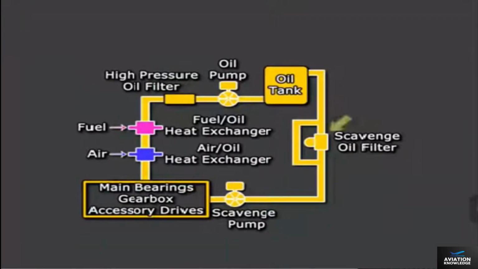A scavenge oil filter is installed just prior to the oil returning to the reservoir. If the filter becomes clogged, the ICAS advisory message "Engine oil filter, left or right" is displayed. A bypass allows the oil to continue past a clogged filter.